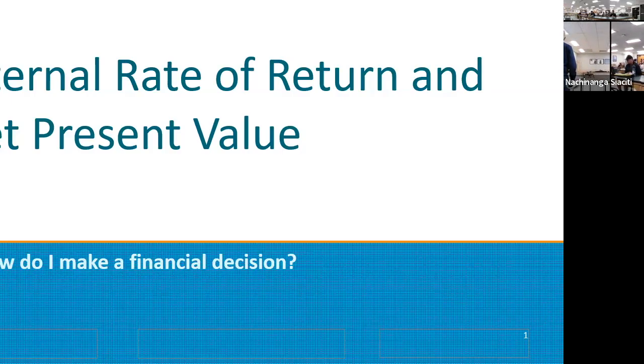So let's start. Internal rate of return, net present value. Most of the time, it's used very simply to make a financial decision of some sort. The question is how.